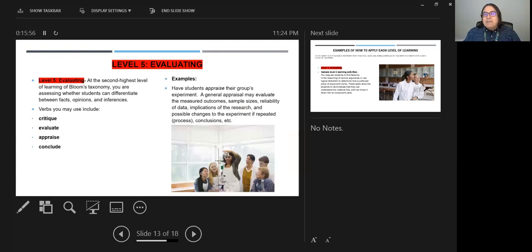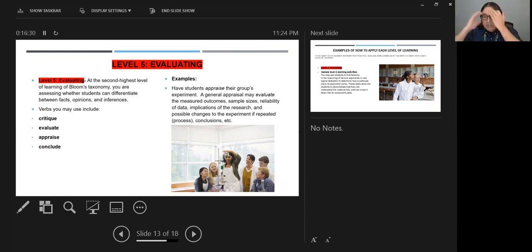All right, level 5. Students who reach this level are being assessed on whether they can differentiate between facts, opinions, and inferences. So at this point in their learning, they should know what is a fact, what's an opinion, what's an inference. We could use words like critique, evaluate, appraise, conclude.